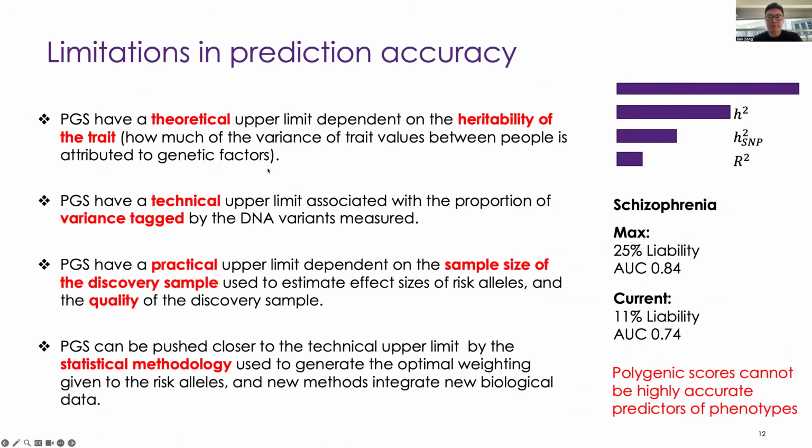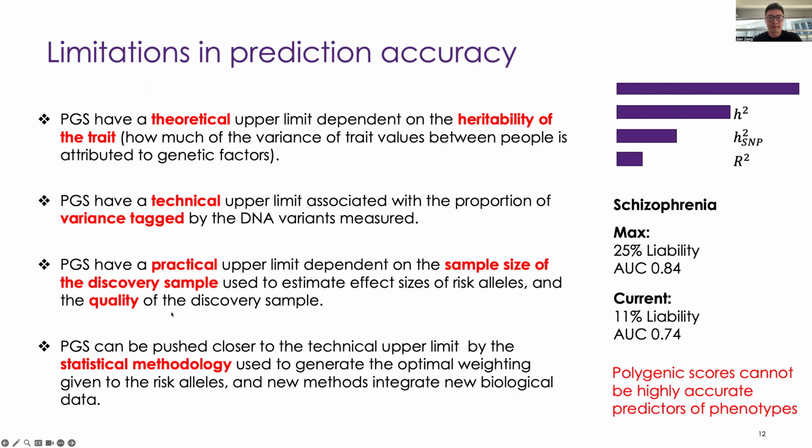Understanding the above helps us to understand the upper limits of PGS. First, a theoretical upper limit is set by heritability, because genetics alone cannot explain more variation than heritability allows. Second, a technical upper limit is set by how much genetic variance is tagged by measured SNPs. Third, since the effect sizes are not estimated without error, a practical limitation is determined by GWAS sample size and data quality.